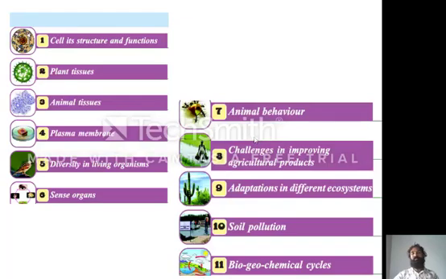For example, there are xerophytic plants. Xerophytic plants have reduced leaves. Why are the leaves reduced? Because they are adapted to the very high temperature in the environment. That kind of issue we will discuss in adaptations in different ecosystems.